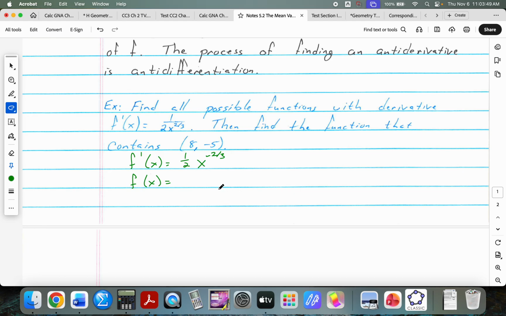So let's think about this just a second. How could we have ended up with -2/3 as the power? What did the power have to be before we took the derivative? 1/3, because we subtract 1 from the power. So this is going to have to be x to the 1/3 power.